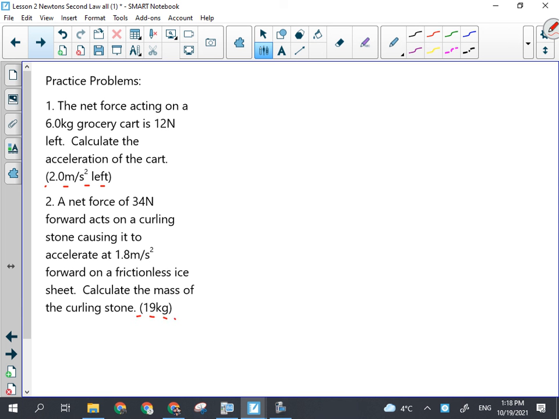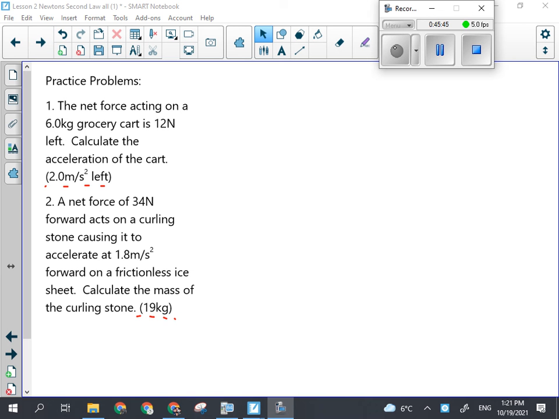These are both, again, pretty simple questions. All right, so both of these are pretty straightforward. We're given the net force in these, so we don't need a free body diagram. We don't need a vector diagram because they tell us what F net is.